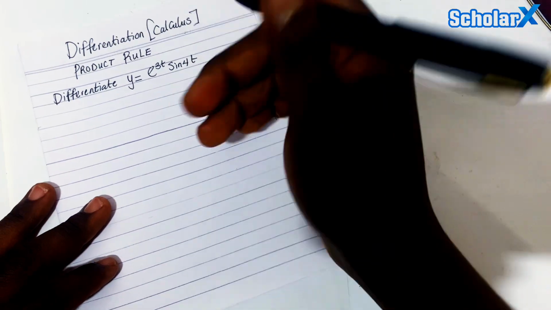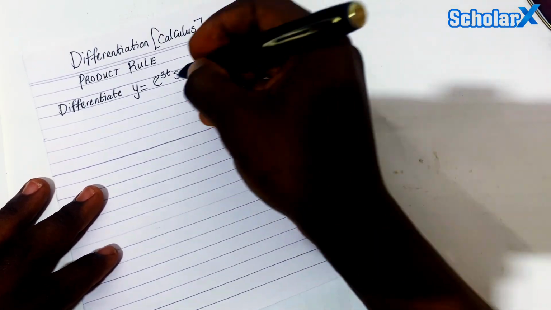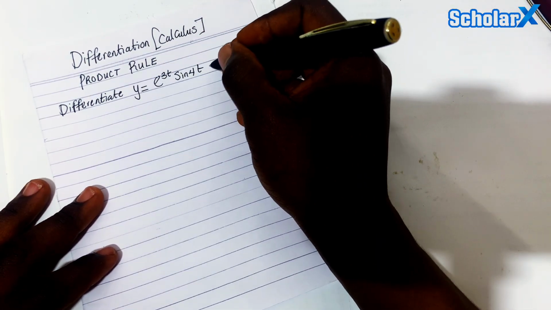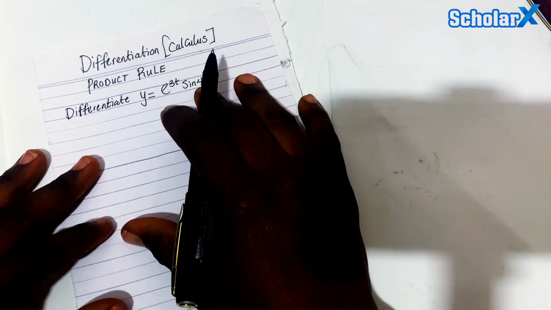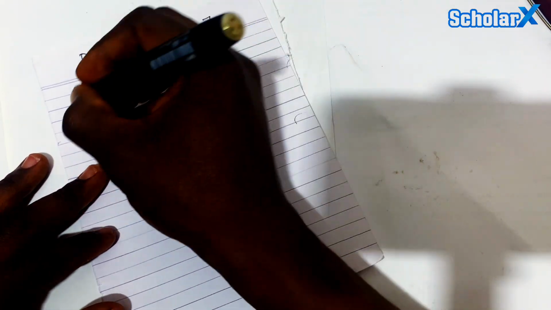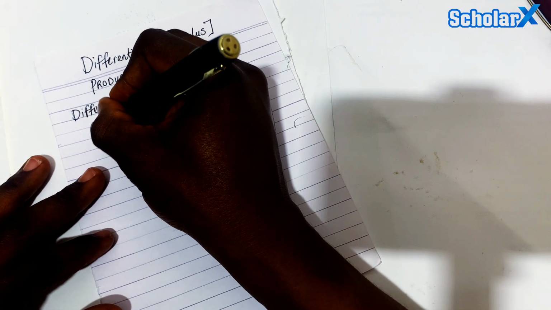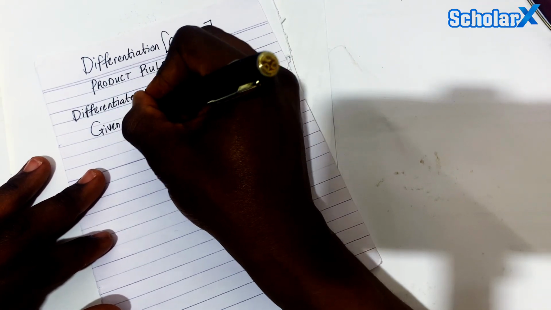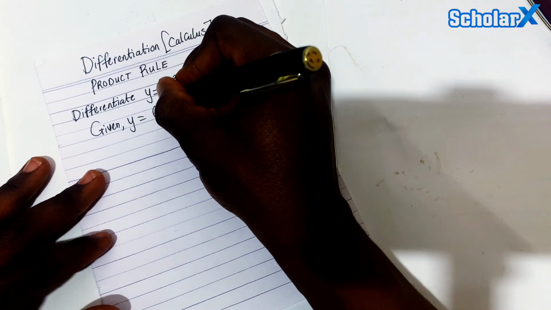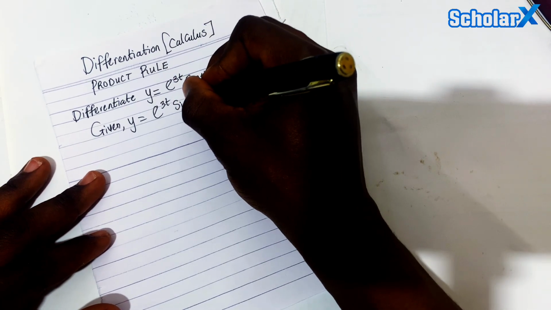All right, we're looking at product rule. We want to differentiate y is equal to exponential 3t sine 4t. Now we want to differentiate this. Of course, these are products. We are given that y is equal to exponential 3t sine 4t.